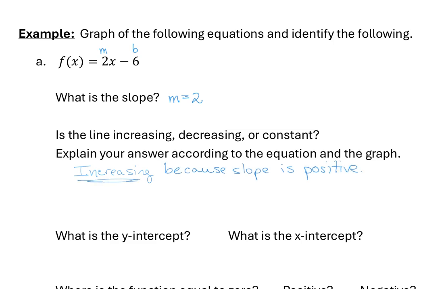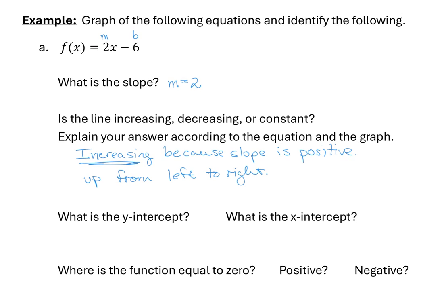Just a reminder, increasing means that we are going up from left to right. Okay, we want to know what is the y-intercept. The y-intercept is that second number, and so it is going to be -6. And if we want it in point form, remember this is the y-coordinate, it is -6, and the x-coordinate is going to be 0.